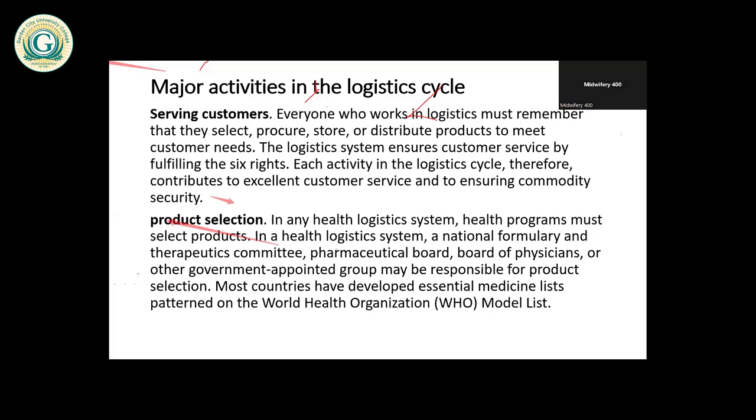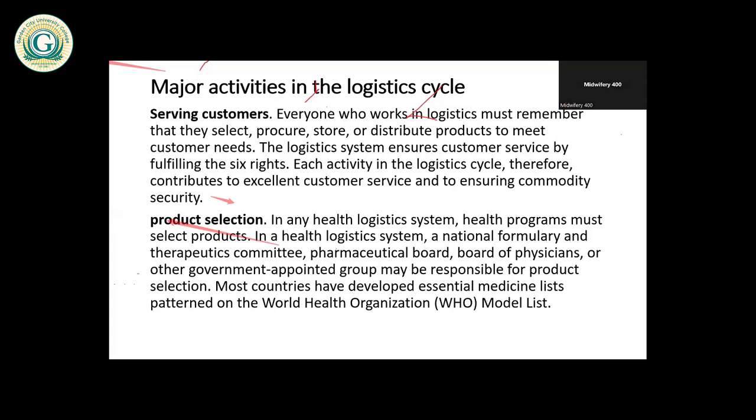So the next major activity in the logistics cycle is product selection. In any health logistics system, the health programs must select products. In the health logistics system, a national formulary and therapeutic committee, pharmaceutical board of physicians, or other government-appointed group may be responsible for product selection. So when it comes to product selection, as I indicated earlier, it's not done by the procurement team. They don't select anything. They don't have the right.